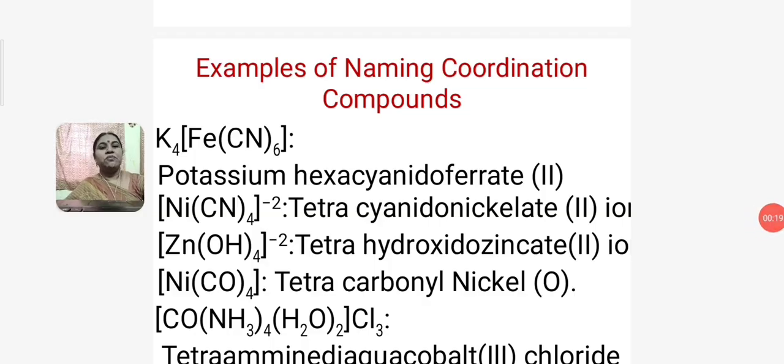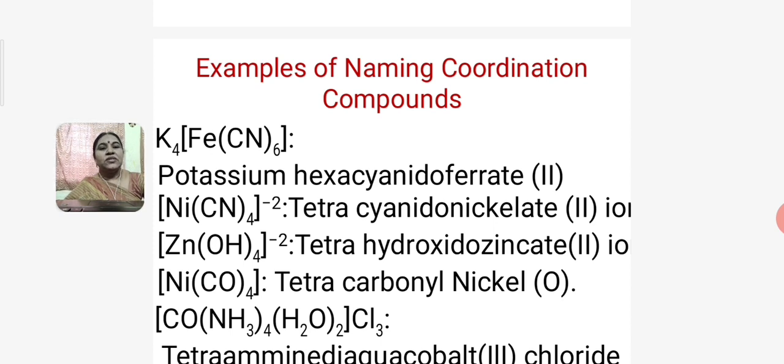Now observe this complex, K4[Fe(CN)6]. In this complex, potassium is the cation and [Fe(CN)6]4- is the anion. Always the cation is named first, so the name begins with potassium. And you can see here the second rule: whenever a ligand repeats itself more than once, prefixes like di, tri, tetra, penta, hexa, etc. are used.